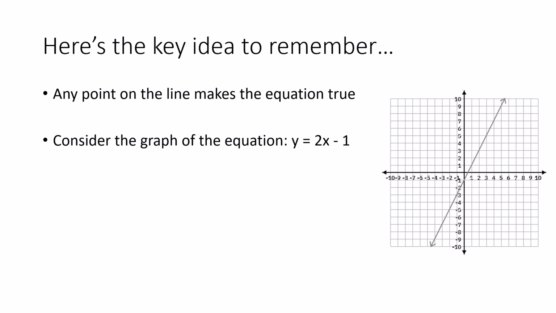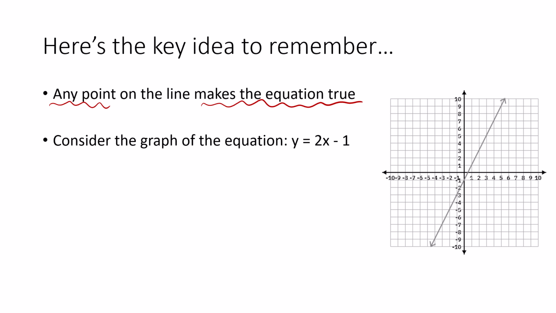So here's the key idea. Any point on the line makes the equation true, okay? If you've been following these videos, you know that when we first did graphs of lines or solving equations, I really emphasized these ideas, and now we're going to employ those ideas. So consider the equation y equals 2x minus 1, and we have the graph of that equation over to the right. If I pick any point on that line, it will make the equation true.